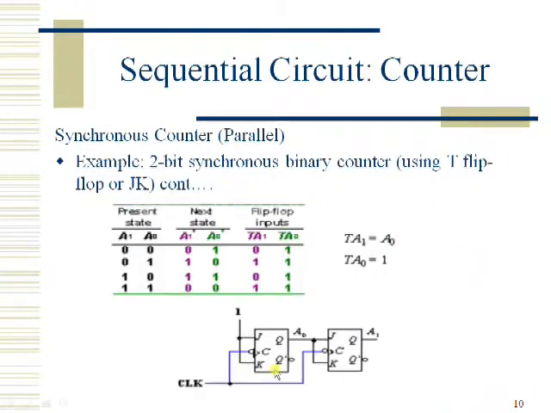Okay, now as we got this functional table, next we have to implement the K-map for this TA1 and TA0. Here, considering inputs as A1 and A0, we have to plot the K-map for this TA1 and TA0. If you plot the K-map for TA1 and TA0, then you'll get the Boolean expressions, that is TA1 equals A0 and TA0 equals 1.